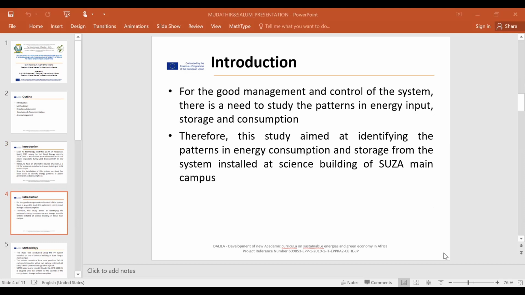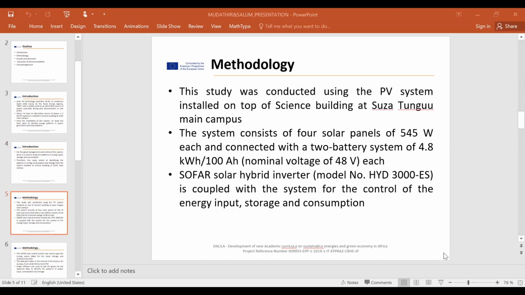So there is a need to study the pattern in energy. We do this study to understand the pattern of energy consumption and generation of the solar PV system. The study was conducted using the solar PV system at the SUZA Tungu main campus at the science building.